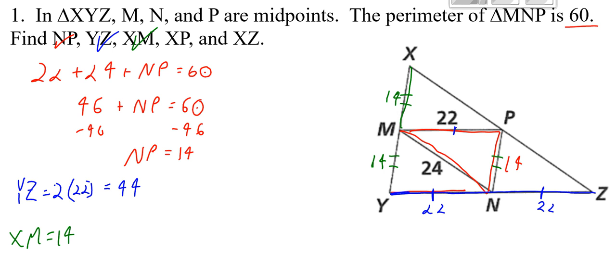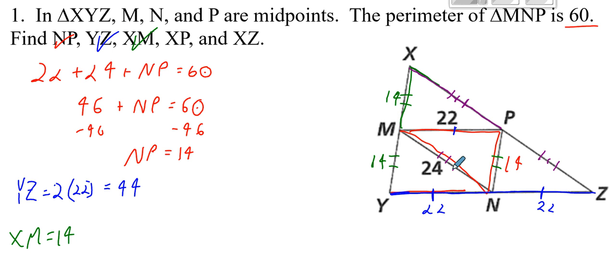XP is this length here. So using the same kind of logic there, XP is going to be congruent to PZ, which is congruent to MN.